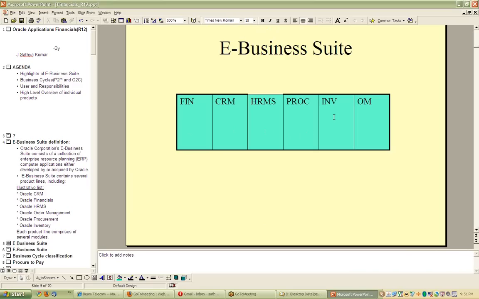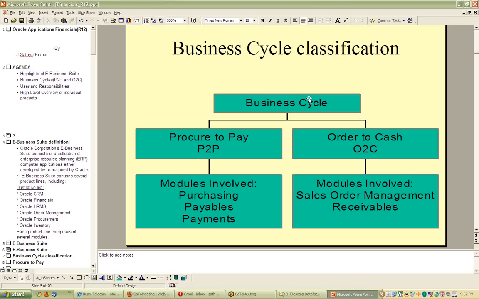The reason why we need to focus on the integration across product families is because we will have to consider the entire business cycle rather than looking at individual modules, because the heart of an ERP is basically integration. When compared to other standalone packages like Tally or QuickBooks, any ERP software, Oracle, SAP, or whatever, has to satisfy two business cycles. They are the procure to pay business cycle and the order to cash business cycle.